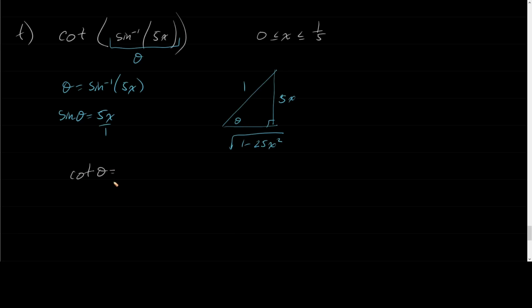So cotangent of theta, cotangent is a reciprocal of tangent. Tangent was opposite over adjacent. So cotangent would be adjacent over the opposite, which is how I get the square root of 1 minus 25x squared, all of that over 5x. Adjacent over the opposite, right? All right, let's do another one.